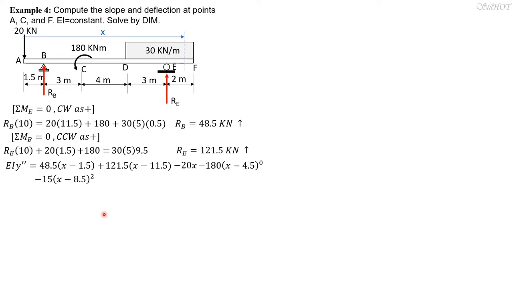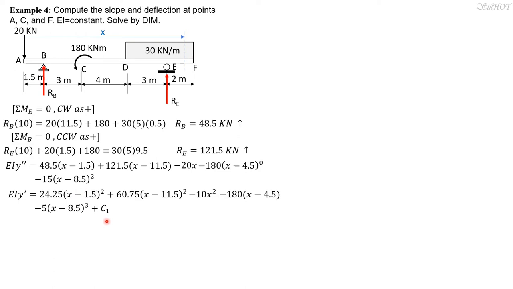Then integrating once, EI y prime equals 24.25 x minus 1.5 squared plus 60.75 x minus 11.5 squared minus 10 x squared minus 180 x minus 4.5 raised to 1, or x minus 4.5, then minus 5 quantity x minus 8.5 cubed plus c sub 1. So that would be the equation for the slope at any point on the elastic curve.